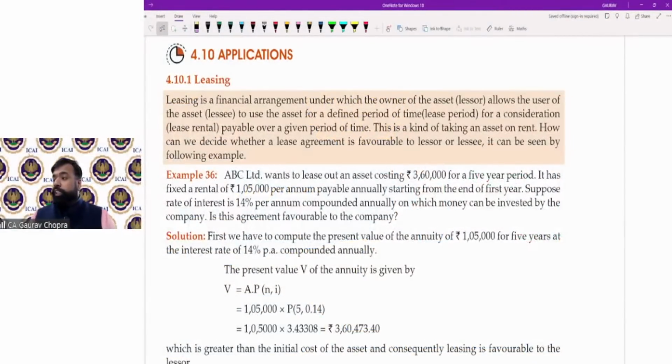So now application based questions. So these are the few questions which are based on all these applications which we have covered now, that is the present value, future value. So let us begin with the leasing first. So what is the meaning of the term leasing?